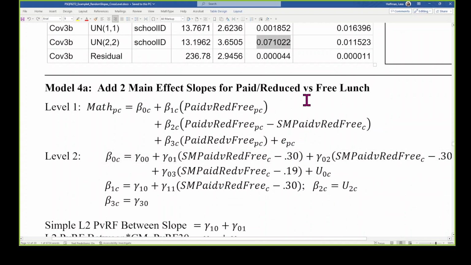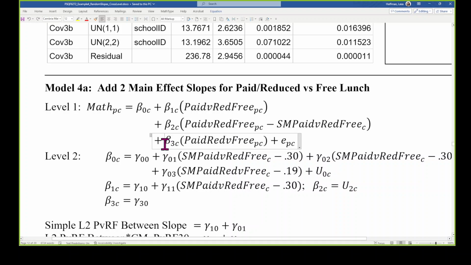But we have the other binary predictor to consider. So is there a difference between the kids who get a discount or free? That's the next layer. So that's where I have a new predictor, beta 3, paid, reduced versus free. So that's the one that goes 0, 0, 1. The first one is 0, 1, 1.